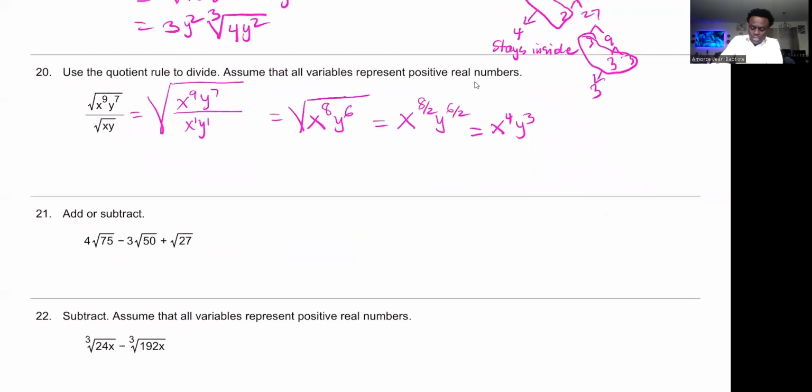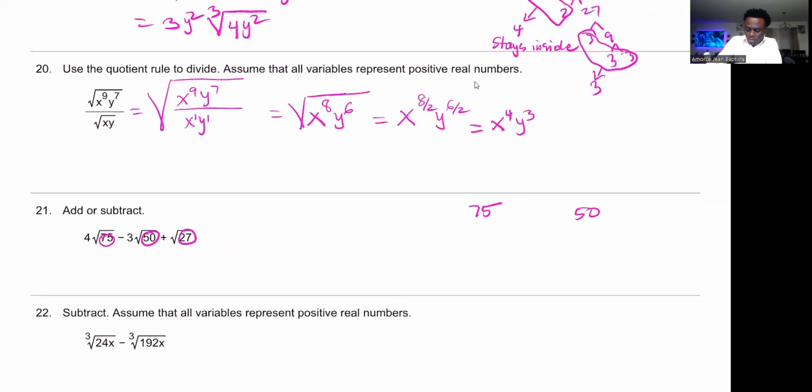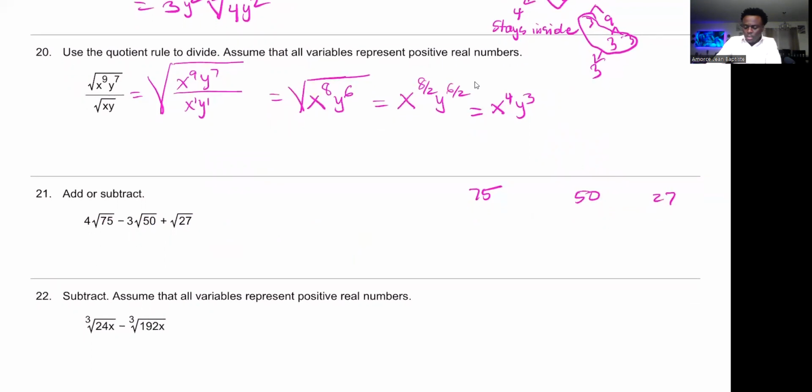So we have 75, 50, and 27, right? You have two ways you can do that, right? 75 can be written as the product of a perfect square and a number that's not. Same thing for all of the other numbers, 50 and 27. So let me do that. That is 3 times 25.